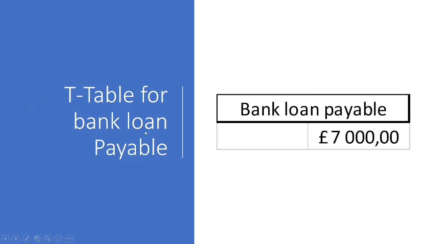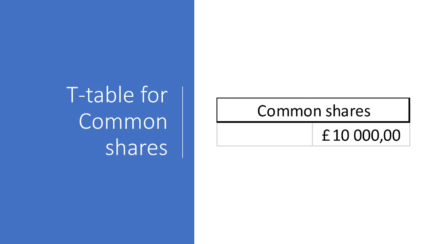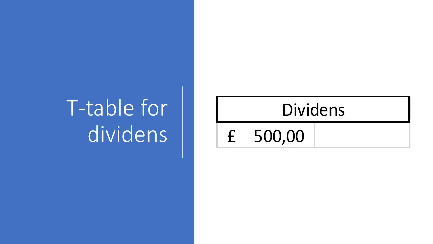T-table for bank loan payable. So bank loan payable would be 7,000. Yeah, debit, credit. T-table for common shares. So common shares, 10,000, and as you saw in the cash T-table, we credited the money. Yeah. So T-table for dividends, debited 500.